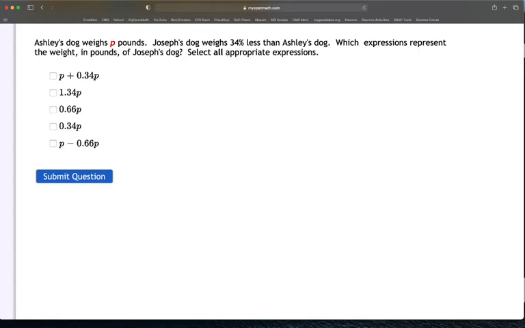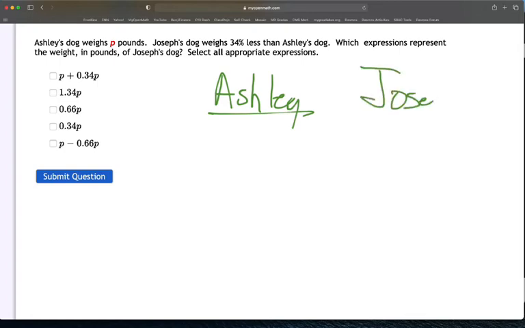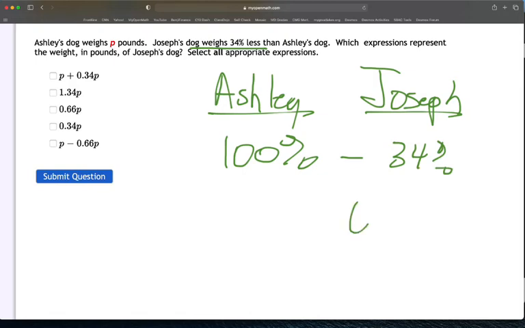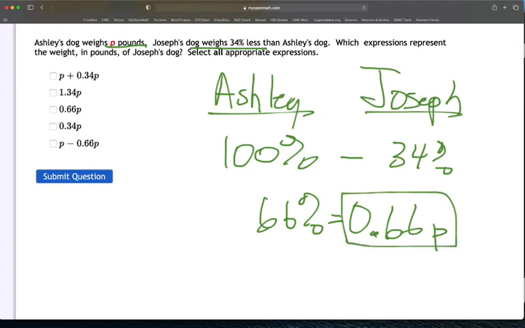Select all appropriate expressions. So we have Ashley's dog and Joseph's dog. If we say that Ashley's dog is 100%, Joseph's dog weighs 34% less than that, well, that leaves 66%, which as a decimal value is 0.66. And if we take that value and multiply by p, we would have what Joseph's dog would be. So we're looking for all expressions that are equivalent to that. And it looks like it is only that particular one.